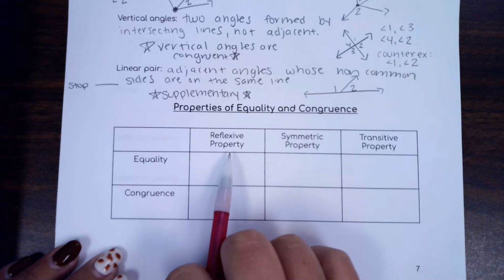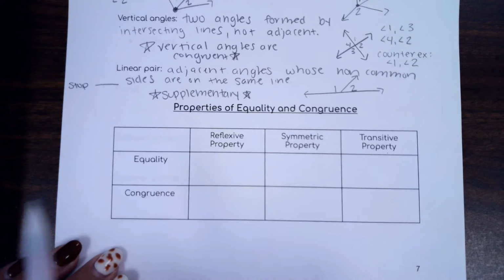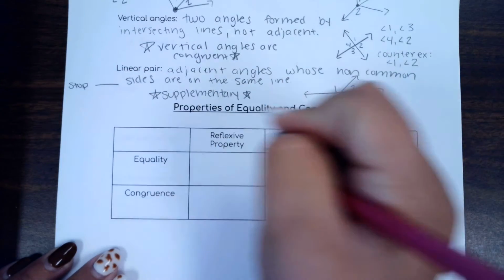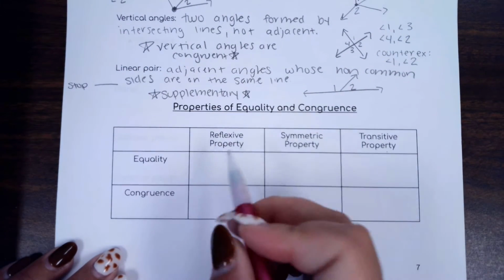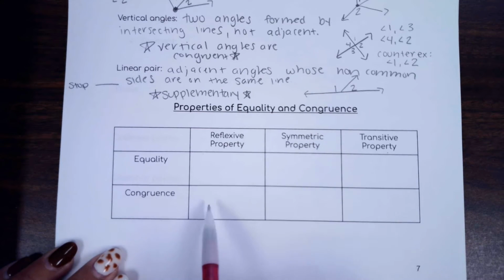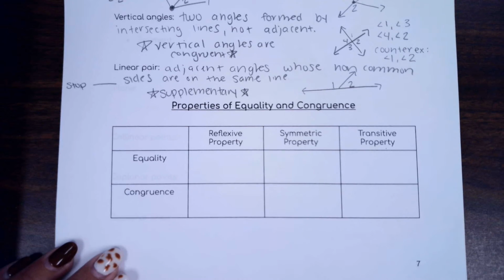So we've got three different properties: reflexive property, symmetric property, transitive property, and we also have of equality or of congruence. So when you talk about them, this box here would be reflexive property of equality. Here we have, down here, reflexive property of congruence.